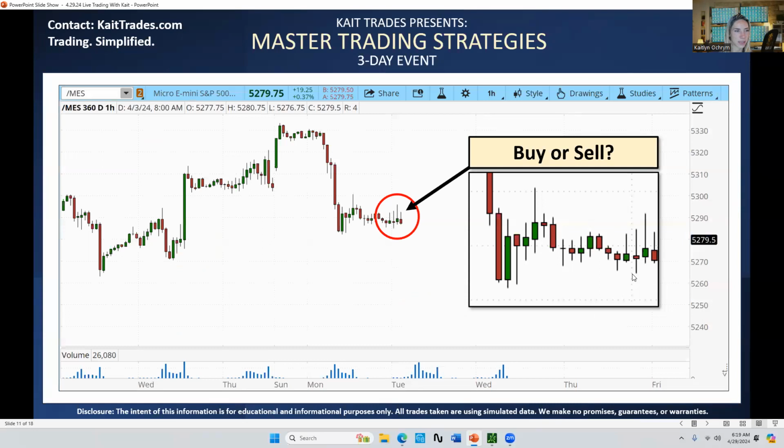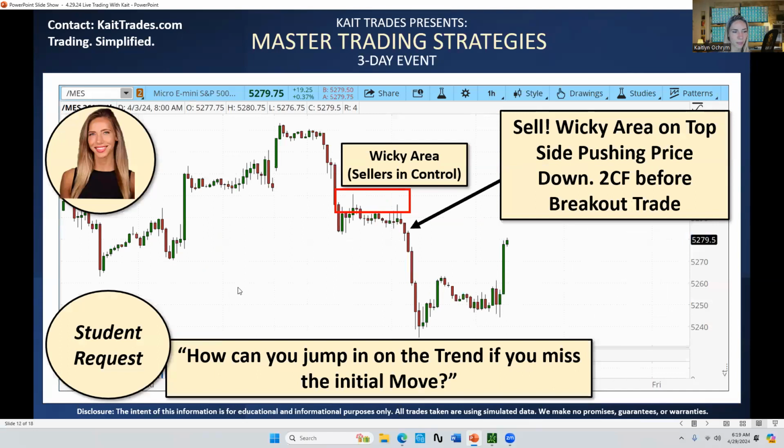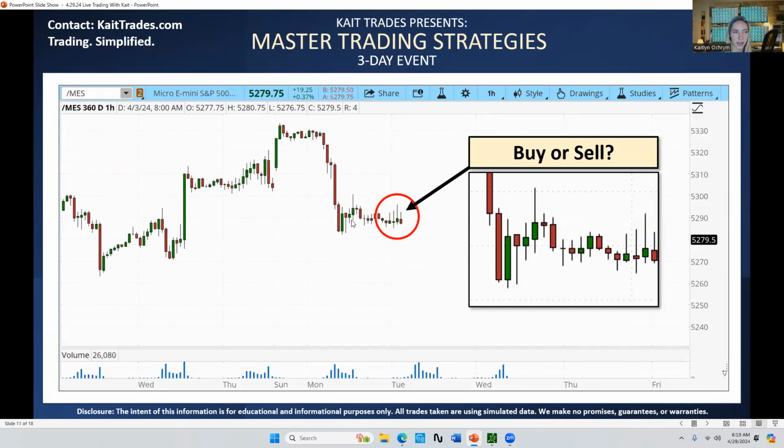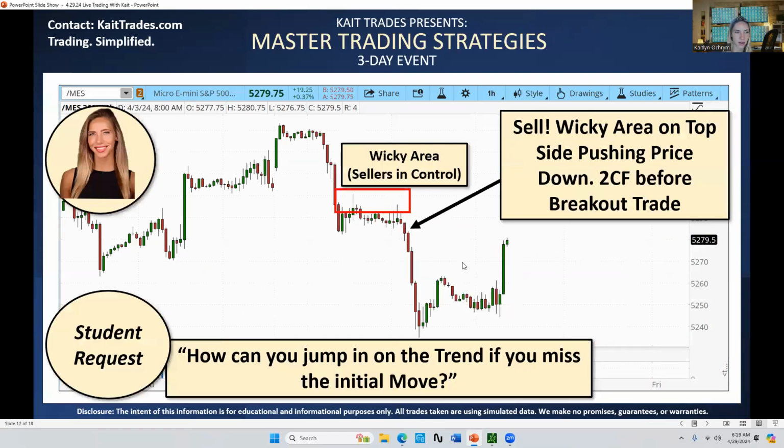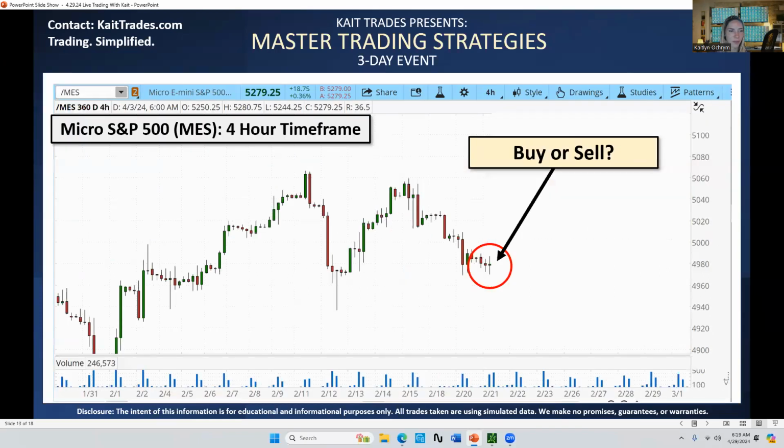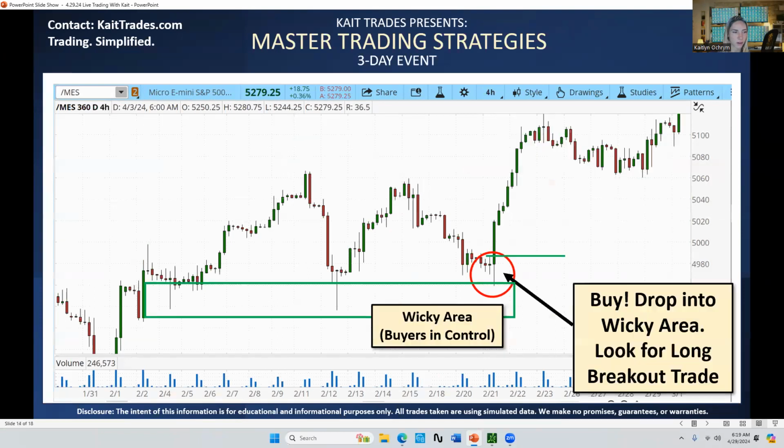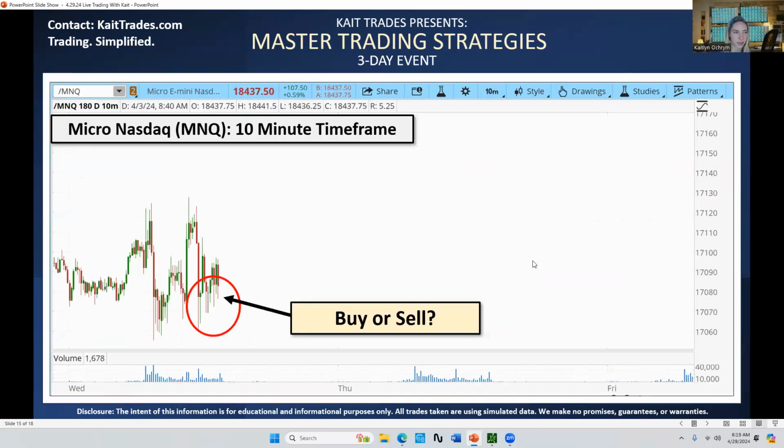We had a couple of quizzes, but just to go through them again, using those wicky areas to show who is in control can help you stay with a trending move. So if the markets are pulling back and you see those top wicks pushing price down, those are those wicky areas indicating selling pressure. As price is coming down, look for those drops into our buying wicky areas for long trade opportunities.